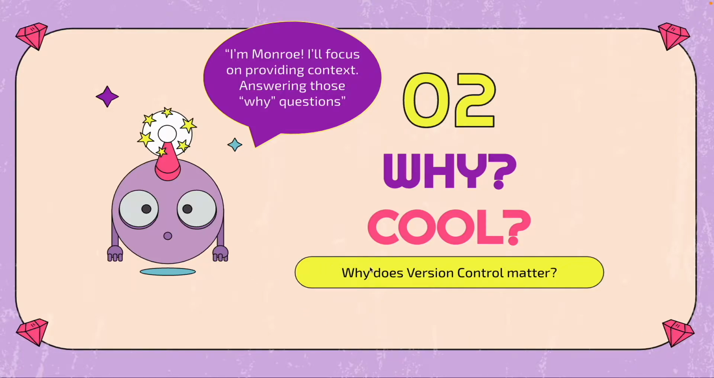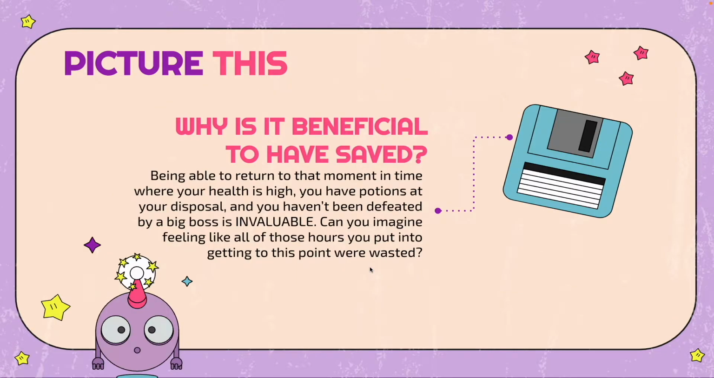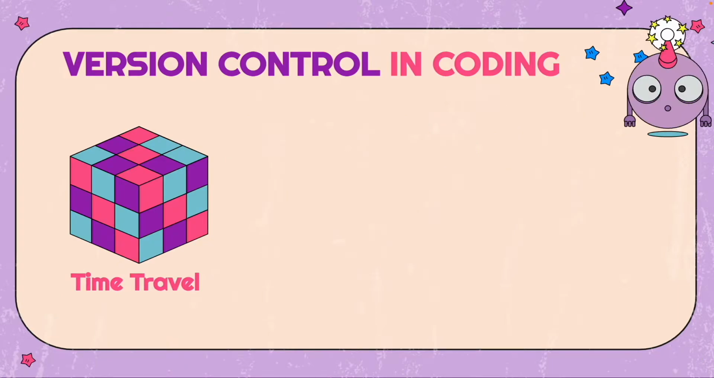So why does version control matter? Why is it cool? Well, being able to return to that moment in time when your health is high, you have potions at your disposal, and you haven't been defeated by a big boss is pretty invaluable. Can you imagine feeling like all of those hours you put into getting to this point were completely wasted? It'd be heartbreaking, and it would make you want to throw away the game and walk away from it. And that's not what we want. That's not what we want in code.